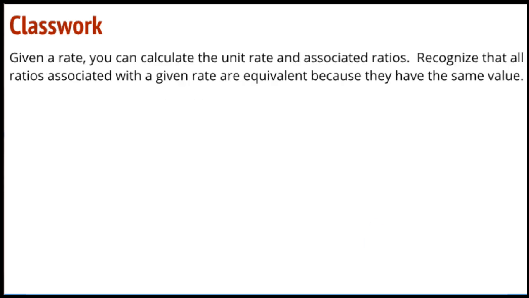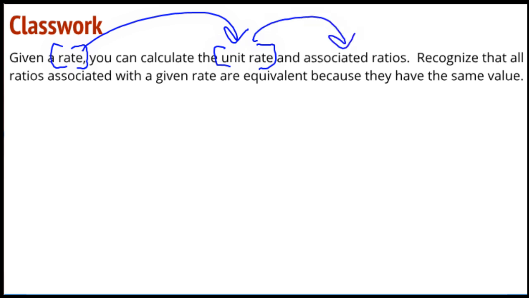All right, so take a look at what we're going to accomplish today. Given a rate, you can calculate the unit rate and associated ratios. So we will get a rate, and we will have to scale it to find the unit rate. Once we have the unit rate, we should be able to find ratios that are equivalent to that. And of course, once we have done that, we're going to recognize that all ratios associated with the given rate are equivalent.